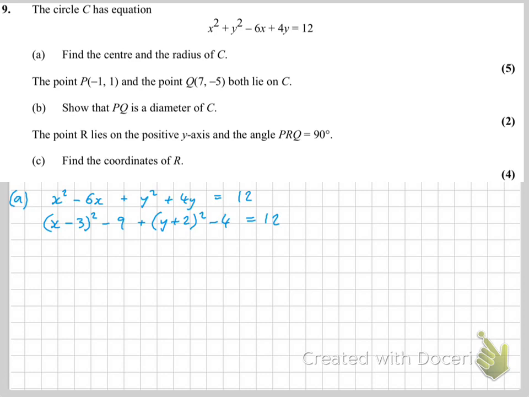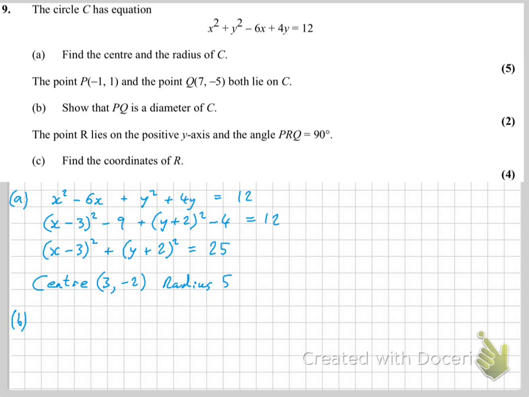And then just move the minus 9 and the minus 4 to the other side of the equation to get our answer. Well, it's not our answer, sorry, that's our correct form of a circle equation, which allows us to read off the centre, which is (3, -2), and the radius, which is 5.